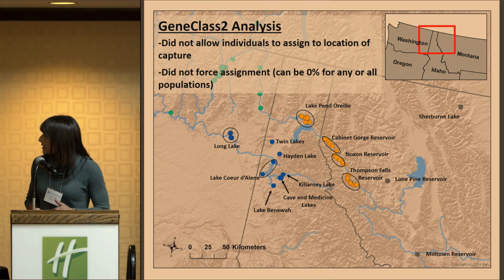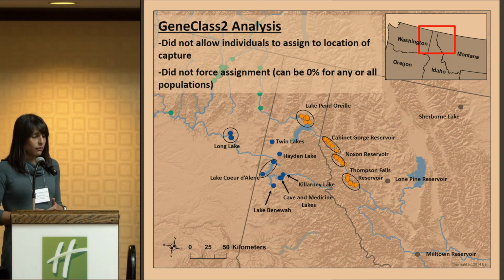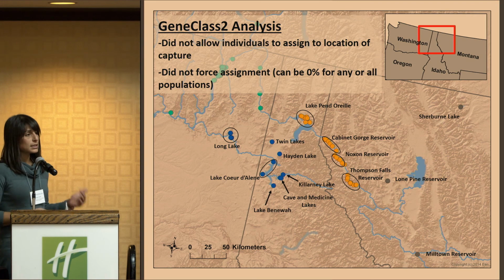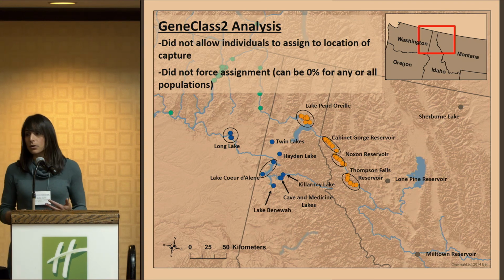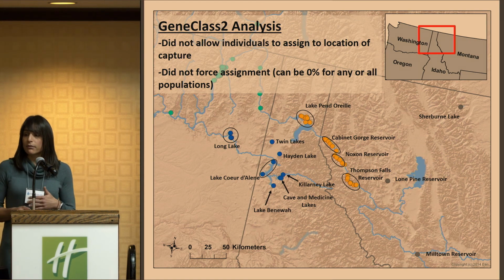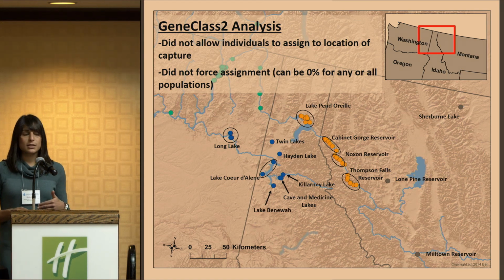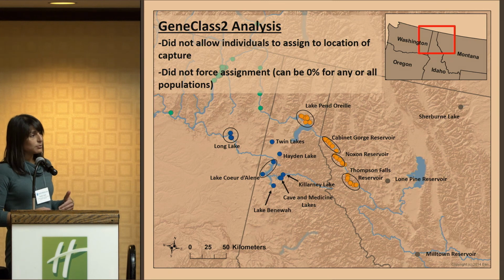All right, we did this in Gene Class 2, and in this software, we did not allow the individuals to assign to their location of capture. That's because we know reproduction is going on in Lake Roosevelt and in the Pend Oreille River and in that area, and so if we allowed them to assign to their location of capture, it's likely that they would just assign back to where they were captured.